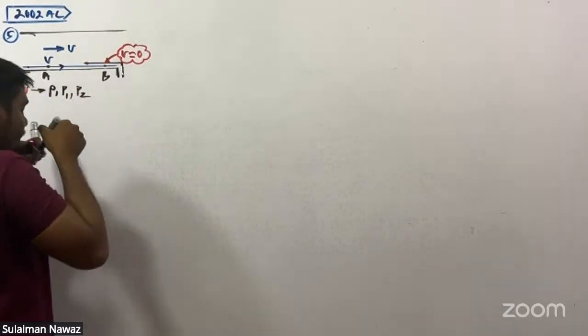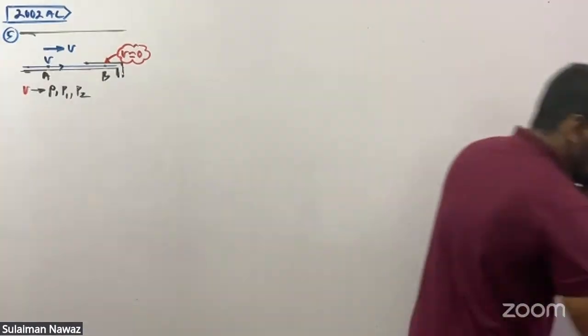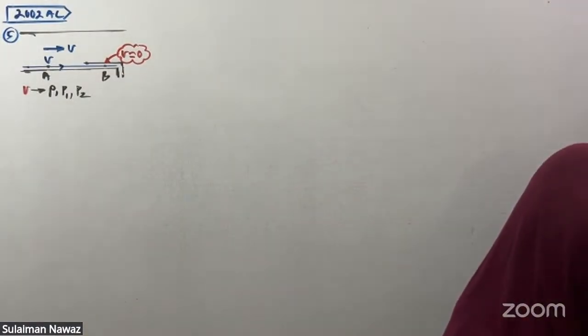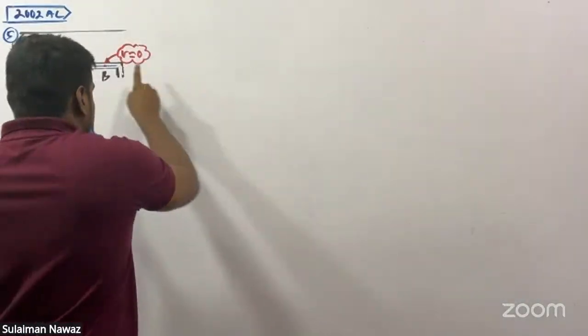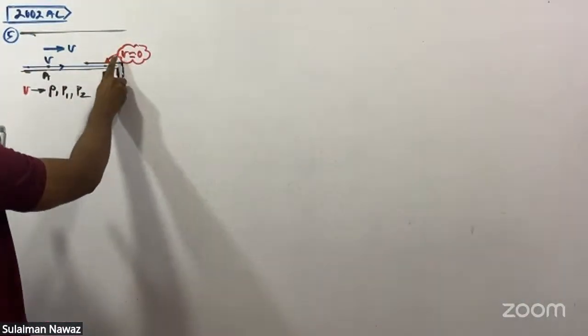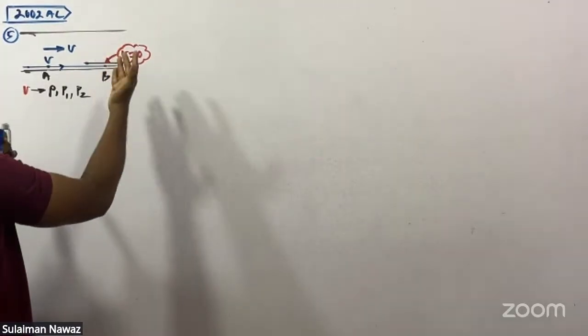So what we can do, we can consider point capital A and point capital B. Just you want to apply Bernoulli's equation. So this idea is a different idea. Sometimes you don't remember this idea. You don't get this idea actually.